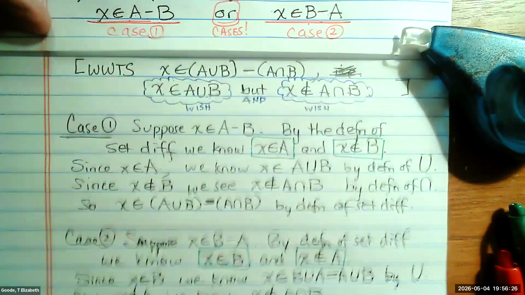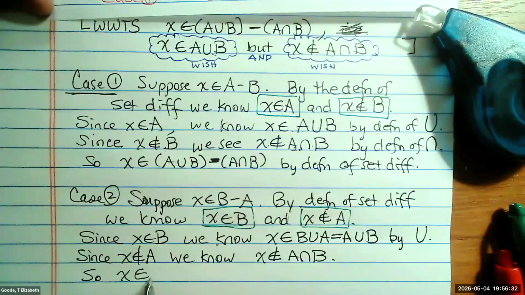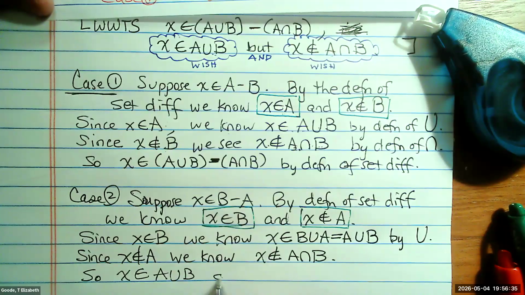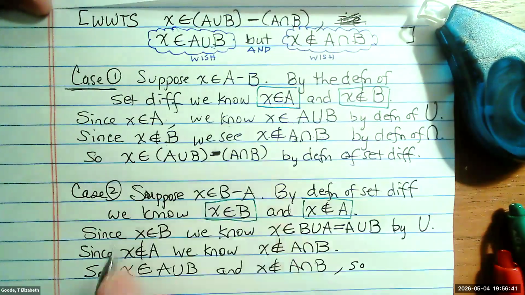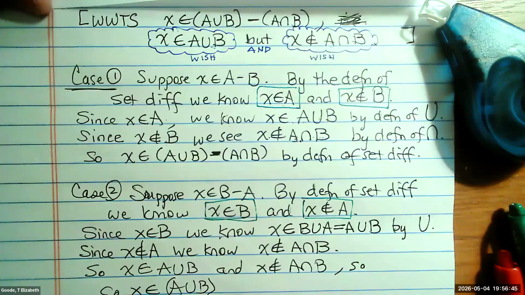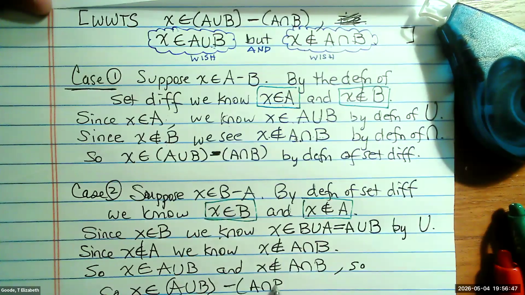We don't mind so much. And so, oh yeah, we're back. Okay, the conclusion: X is an element of A union B, and X is not an element of A intersect B. So we got our conclusion, right? So X is an element of A union B minus A intersect B.